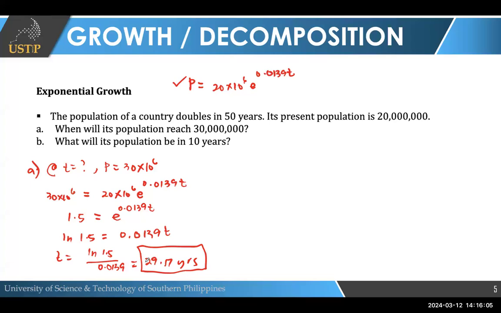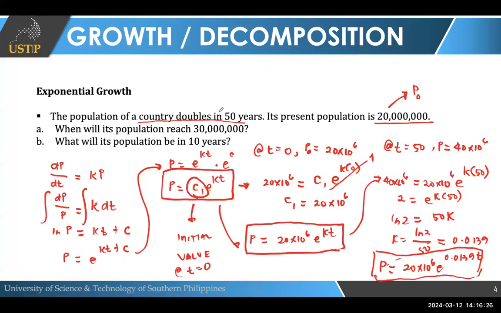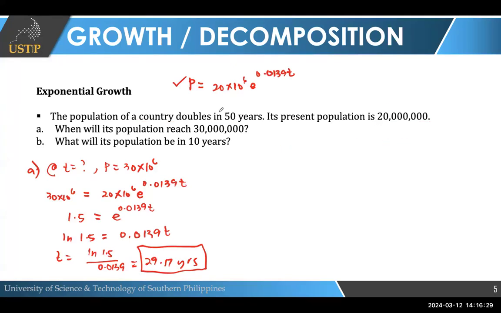Okay. So, after solving, class, what I emphasize to you is that you ask yourself, does this answer make sense? Okay, look at this, class. At time 0, it is 20 million. We can check by making a timeline here, class. At time 0, and this country doubles in 50 years. So at 50 years, its 20 million population becomes 40 million.